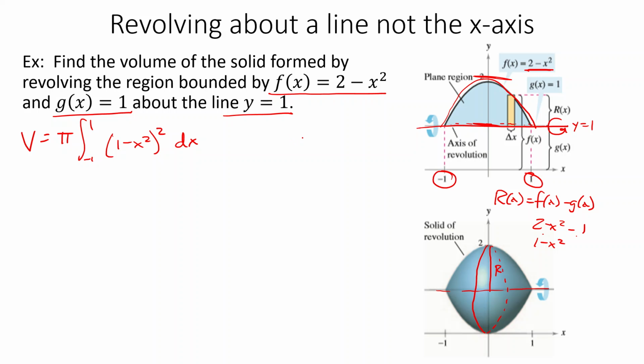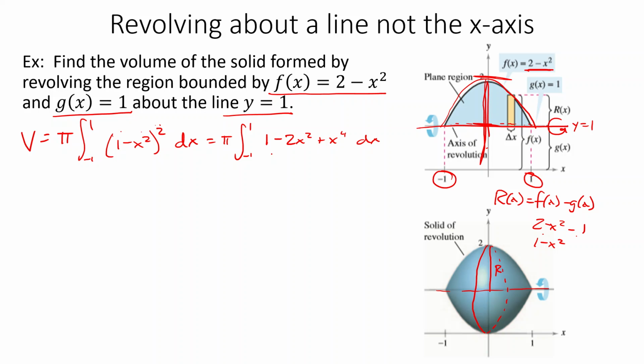All right, so we can work that out if we want. If we also notice that it's symmetric, we could go actually from 0 to 1 and then just double it. That would also work. All right, but either way, we're going to have to square this out. We can't really do substitution here. So if we square this out, we get pi times the integral from -1 to 1 of 1 minus 2x squared plus x to the 4th dx.